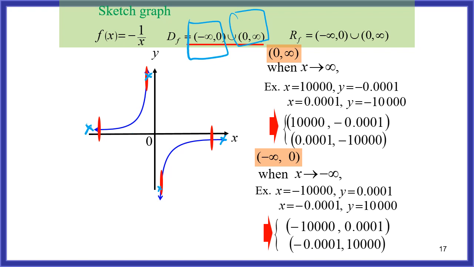So this is the graph for the reciprocal when the coefficient of the reciprocal is negative. Okay?